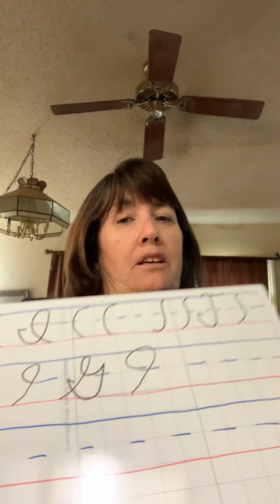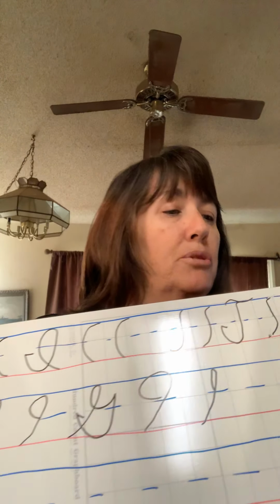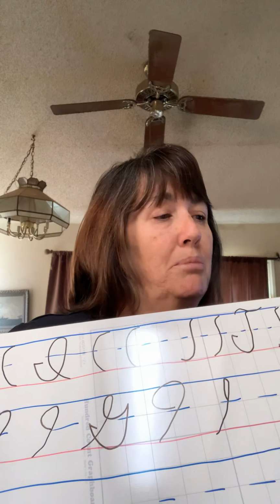So remember, you're starting at the bottom line, loop over, don't make the loop too big. That's why you need to trace and write, so that you can practice how big the loop needs to be. Make sure the loop ends at the midline and that the loop is not too huge. We don't want it looking like that. But we also don't want it looking like that, too skinny, right? We want to trace it first so that we know how big the loop should be.